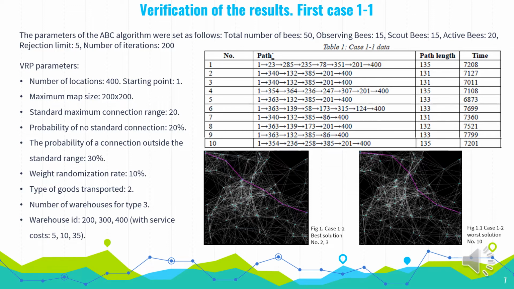in the table. We can see that the best solutions are solution number 2 and number 3, which have a total path length of 131. The worst solutions within this table are solution number 1, which is 135, solution number 4, which is also a path length of 135, and solution number 10, 135. They have such a path length going through different points, but still these solutions are only slightly worse, by 4 units of path length, than the best solutions, equal to 131.